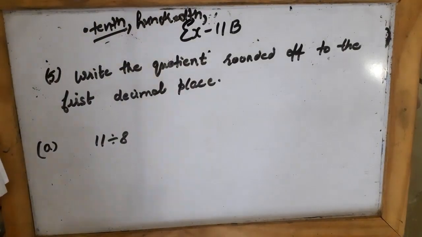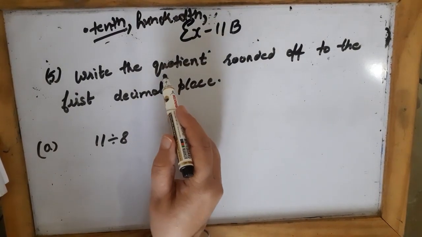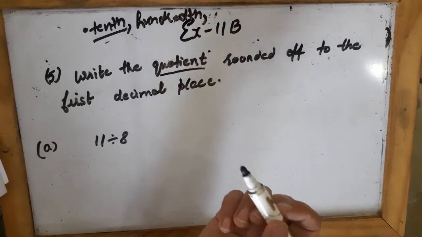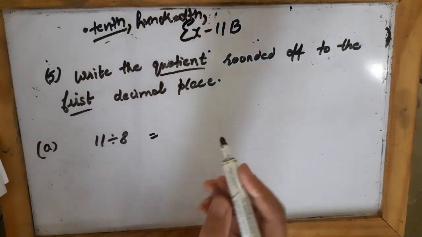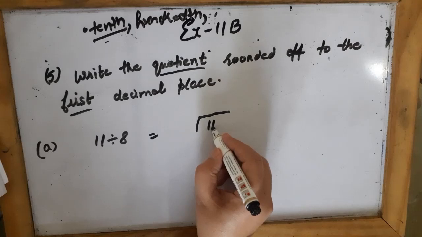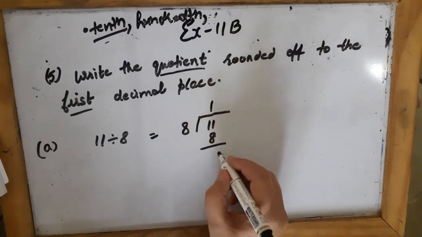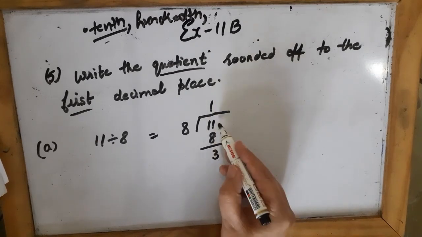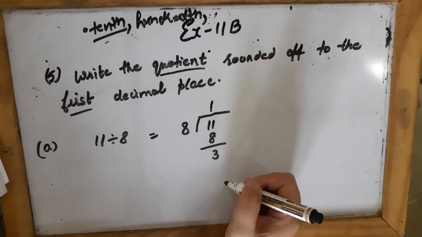Now in the fifth question, they are saying write the quotient rounded off to the first decimal place. It means these 2 numbers are given which I have to divide. It means first of all I have to find the quotient, then I have to round off that quotient to first decimal place. Now first let me divide these numbers. 11 divided by 8. 8 ones are 8. How much is left? 3. So there is no digit left over here. So how can I continue this sum?